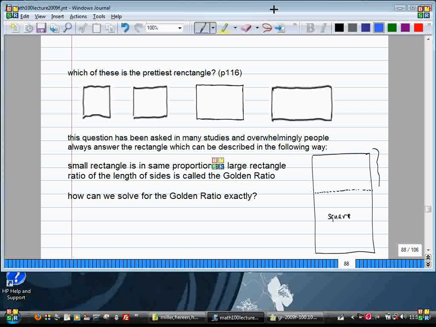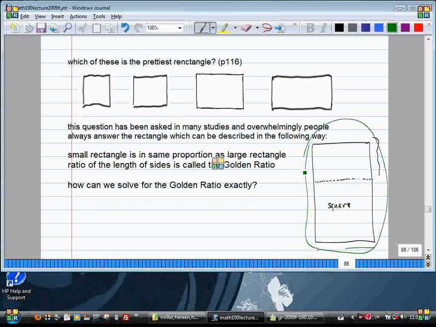So, yes, it's proportional but in a smaller scale. That's what proportional means. Does that make sense? Does everybody know what a smaller scale means? Okay. Well, this rectangle, if you shrank it, would be exactly the same as this rectangle. And the way that we formed the smaller rectangle was by cutting off a square.